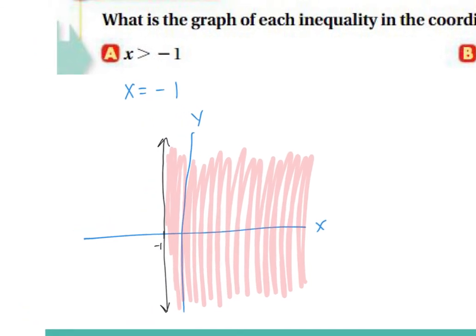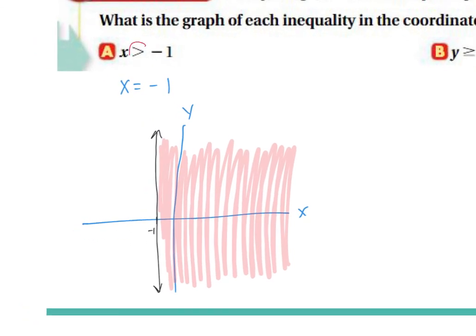The only thing I'm missing is whether it should be a dotted line or a solid line. This was x is greater than -1, so it should be a what, Stephen? Dotted. Dotted, very good. So we're just going to take away with our eraser some of these parts of the line to make it a dotted line. Don't forget to make it a dotted line, guys.